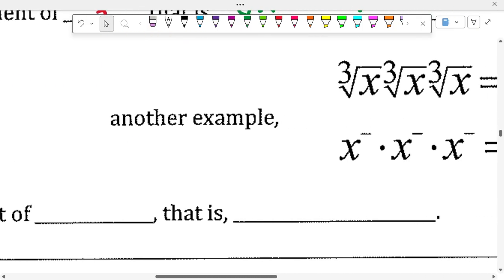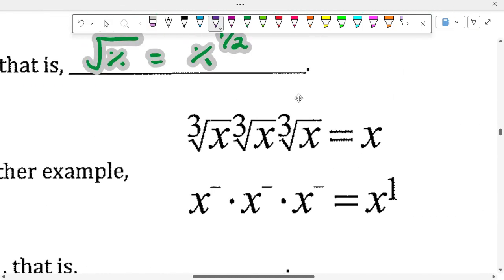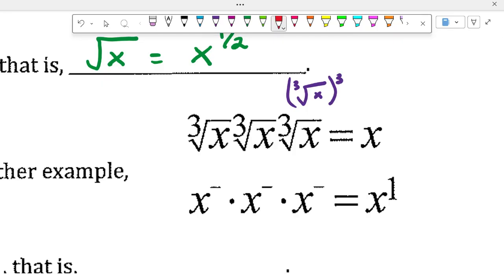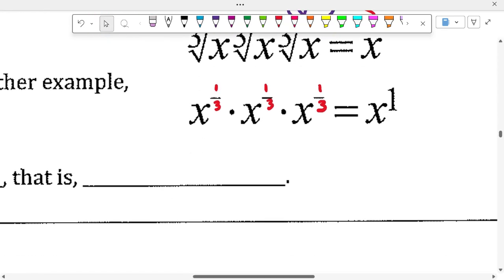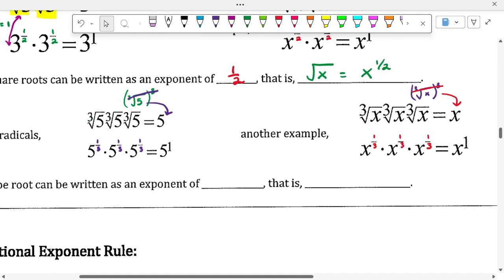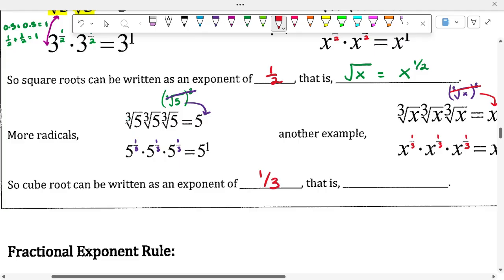So, same thing here. Just as the cube root of x cubed is equal to x because they cancel each other out, x raised to the 1/3 power times itself 3 times is x to the first. So that means a cube root can be written as an exponent of 1/3. Meaning, if you have the cube root of x, that is the same thing as x raised to the 1/3.